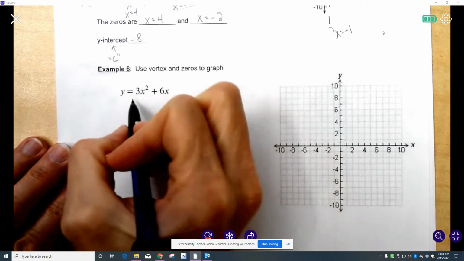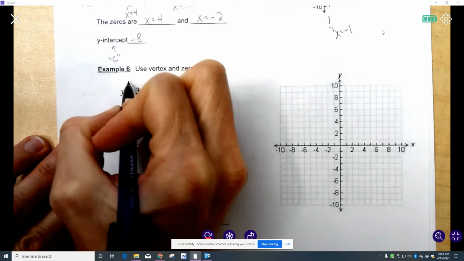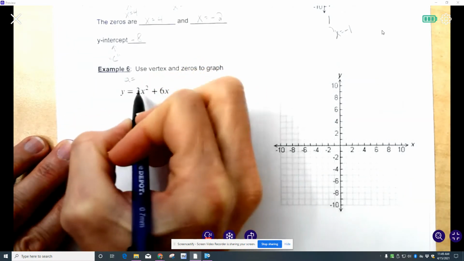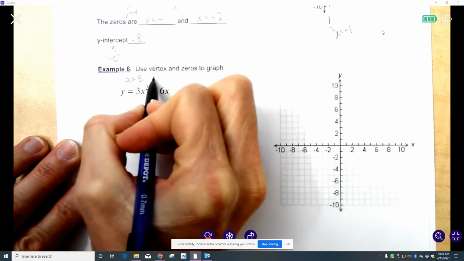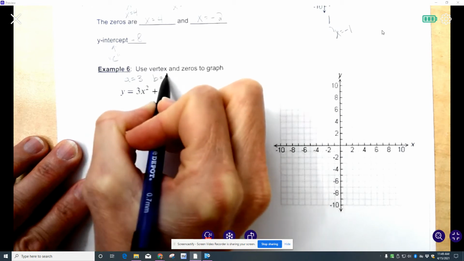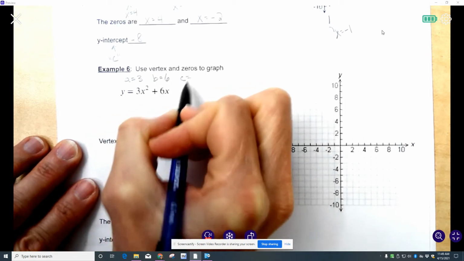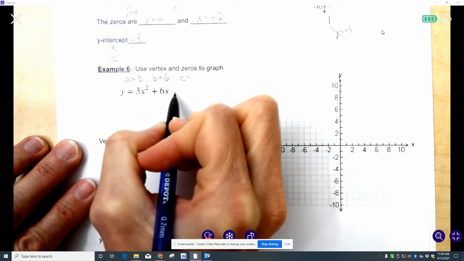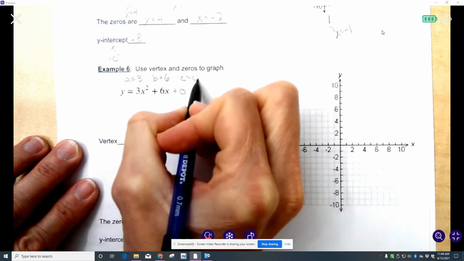So let's first identify a, b, and c. I'm going to put it above here because I don't have a lot of room below. a is 3. b is 6. And if you notice, I don't have a c. If you don't have a c, it's 0.